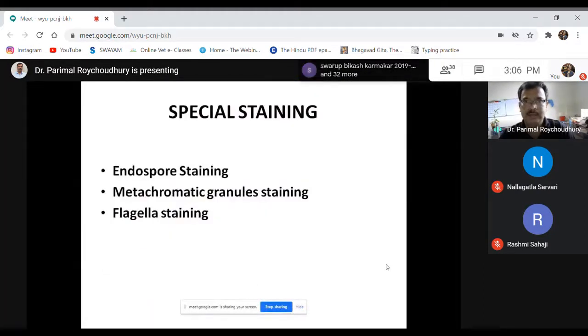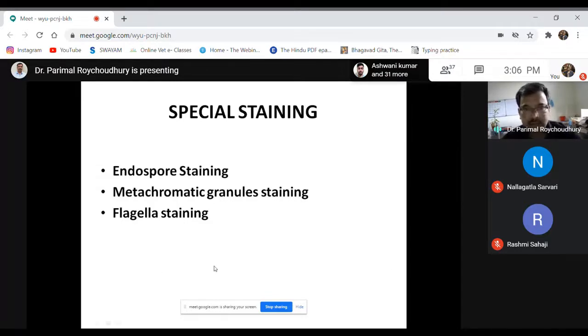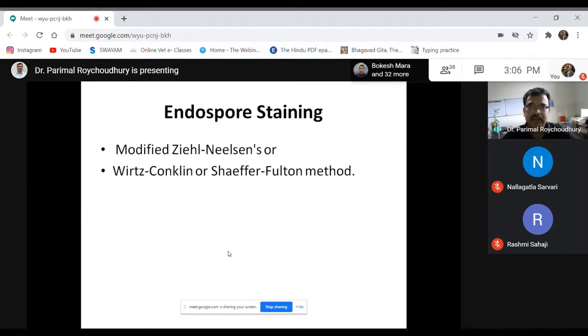Then we come to special staining. Special staining is performed just to demonstrate special structures of the bacterial body, such as endospores in the case of spore-forming bacteria, as I said, the metachromatic granule staining, and in some cases flagellar staining. Of course, it's not very successful, but still, in the case of certain bacterial flagella, we can demonstrate it with special staining. Here we'll be mainly discussing endospore staining.